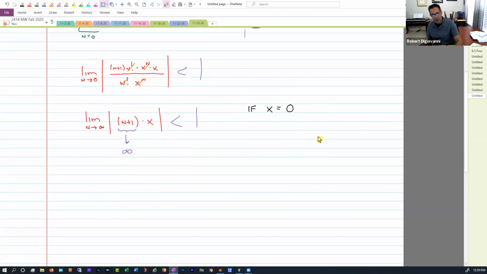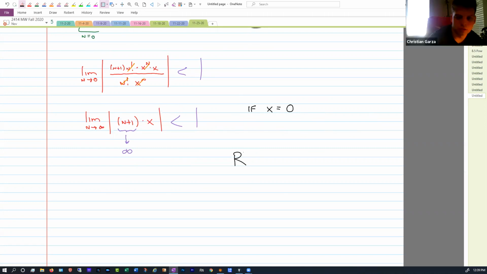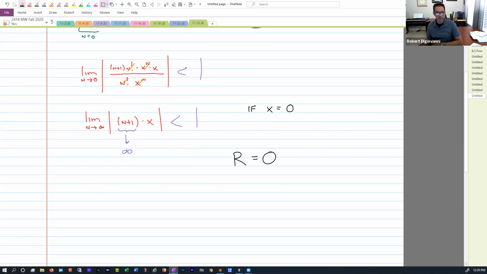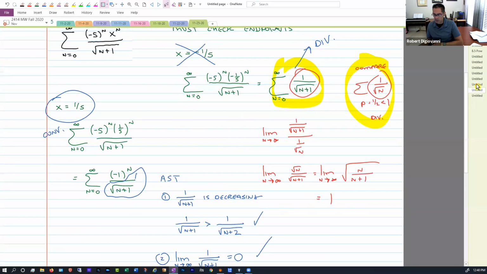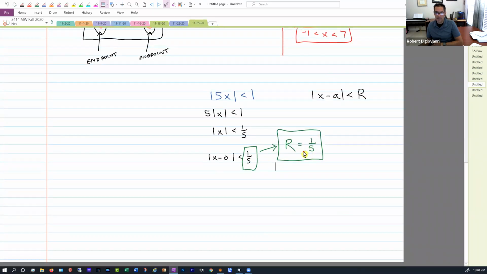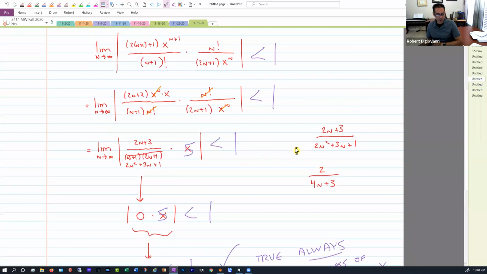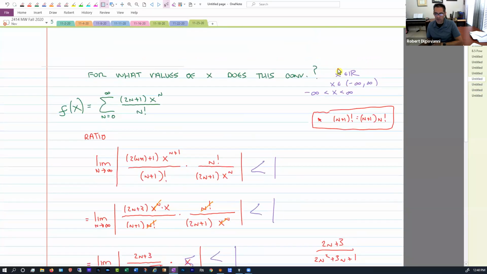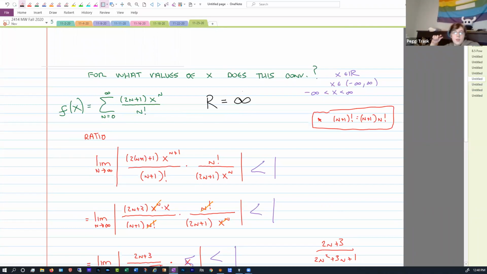By the way, what do you think the radius of convergence is for this? Think about how wide the interval is. Is it just 0? It's 0. Our radius of convergence is 0. In the previous problem, our radius of convergence was 1/5. And I didn't talk about it, but in this problem where it was all real numbers, what do you think the radius of convergence is? How big is that interval? Infinity. Okay.